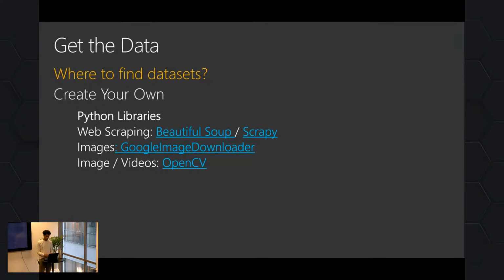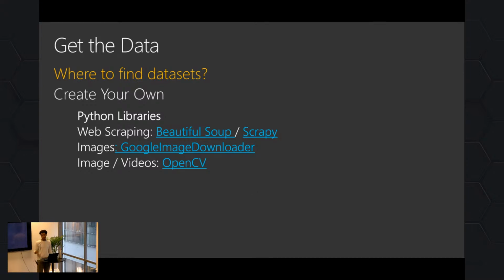So there's a Google Image Downloader, which is both a Python library and a Chrome extension. So if you're not a big user of Python or don't have those skills yet, you can use this as well. And then OpenCV, which stands for Open Computer Vision, is another Python library, but it also has some embedding where you can quickly build an image and video data set. So those are ways if you want to create your own.